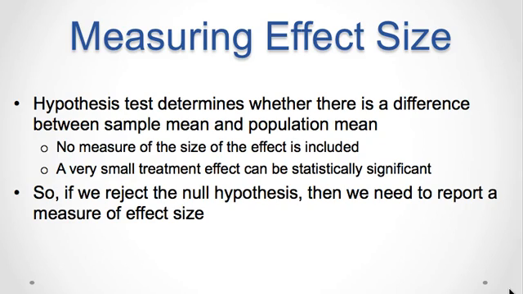Also recall that when we reject the null hypothesis, we need to calculate and report a measure of effect size. We use Cohen's d as a standardized measure of effect size. The original equation included population standard deviation sigma.